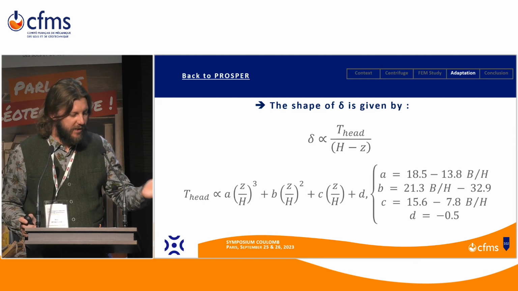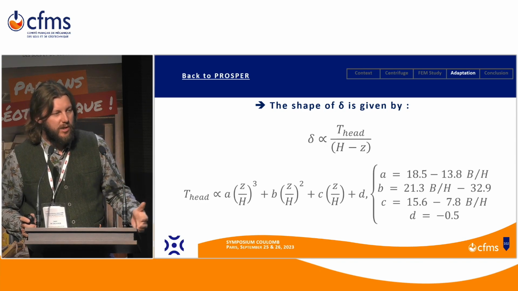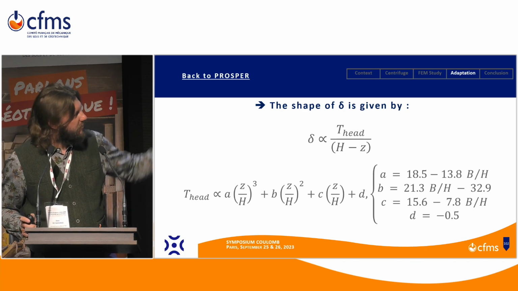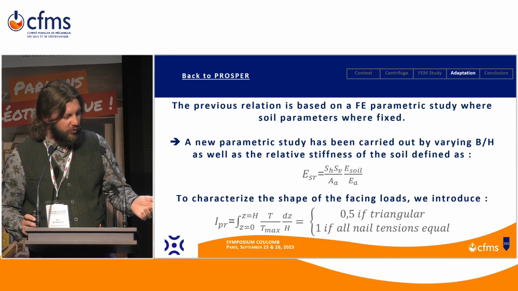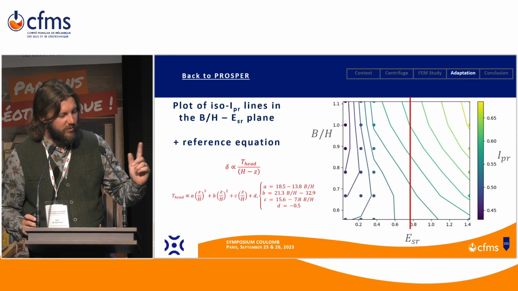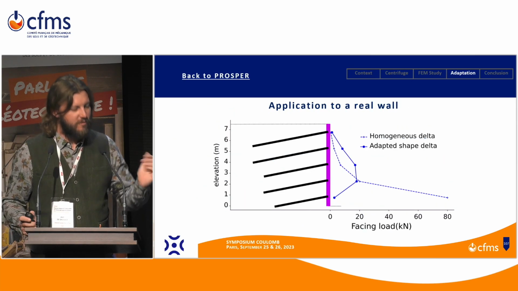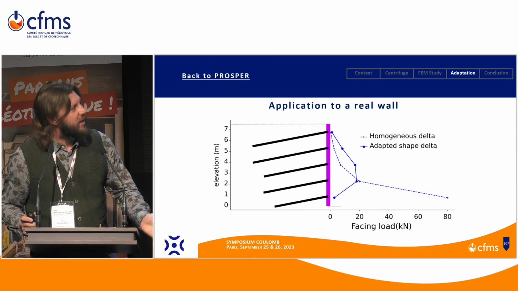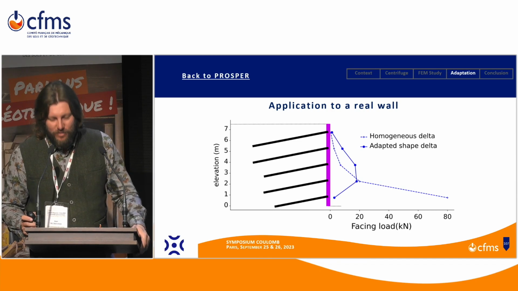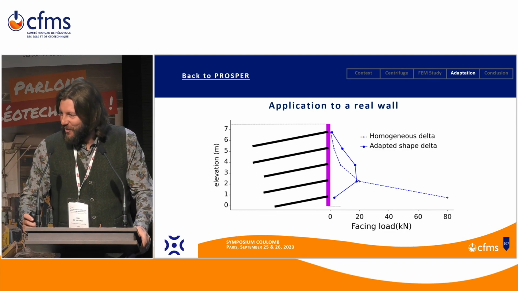So here, my guess was that the function delta, which gives the mobilization of nails, will be given by this formula. I introduced it in Prosper, and it gave a more suitable shape. I already went a bit further than my time, so I don't know.